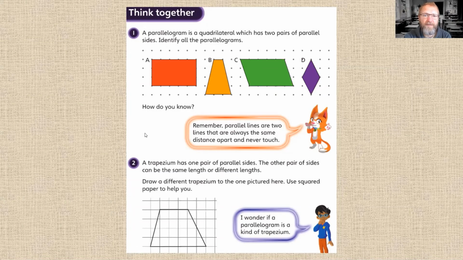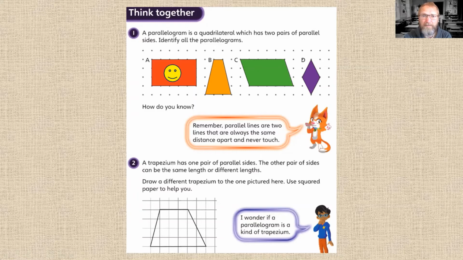So let's look at shape A. We've got the opposite sides here, and if I drew them longer and longer on the dots, they would never get closer or further away. So those are parallel. And these sides here on the left and the right, yes, no matter how long I drew them, as long as I kept them straight, they would never touch each other or go further away. So shape A is a parallelogram.